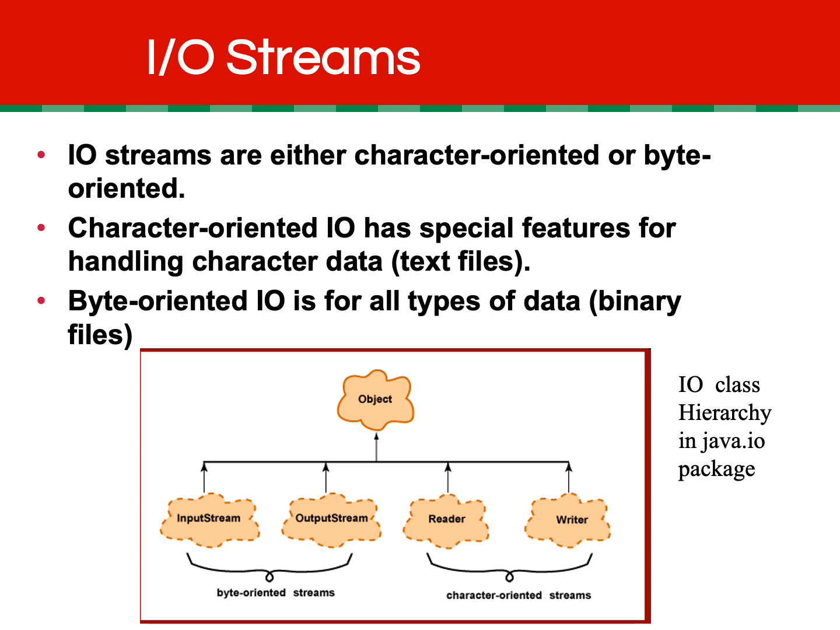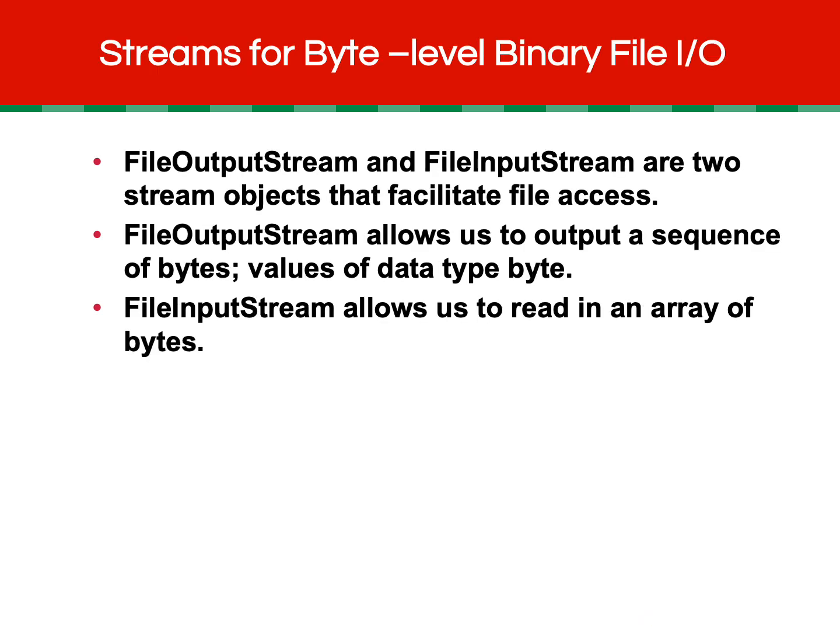The figure on this slide shows the input-output class hierarchy in java.io package. Byte-oriented streams would use input stream and output stream, while character-oriented streams would use reader and writer. Streams for byte-level binary file input and output. FileOutputStream and FileInputStream are two stream objects that facilitate file access. FileOutputStream allows us to output a sequence of bytes, which are the values of data type byte. FileInputStream allows us to read in an array of bytes.